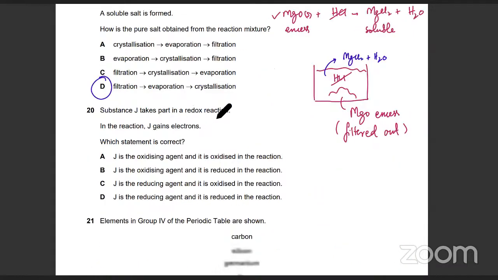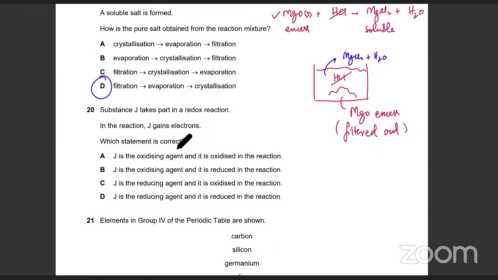अच्छा, J takes part in a redox reaction. It gains electrons. Which statement is correct? What happens to something that gains electrons? Oxidation or reduction? ठीक है, reduction. So what is it then? Oxidizing agent or reducing agent? Oxidizing agent. ठीक है, that one is an oxidizing agent. So J is undergoing a reduction. B होगा.